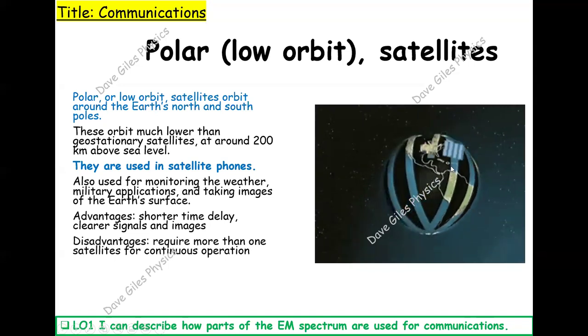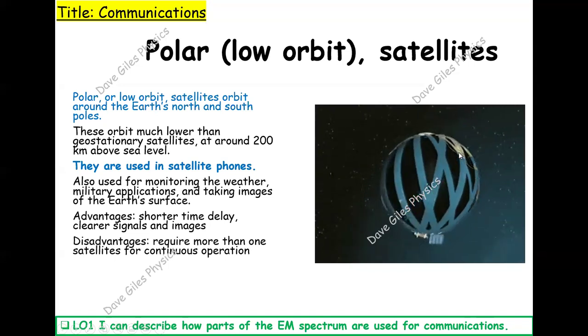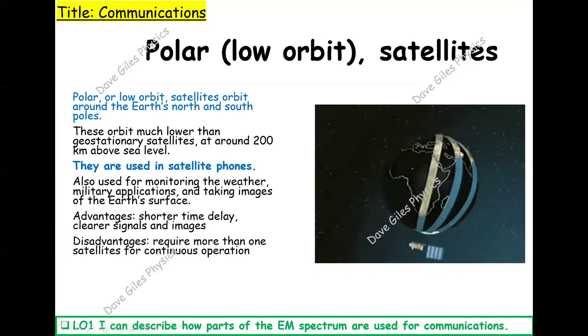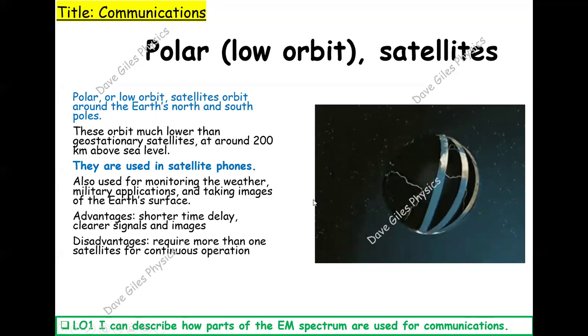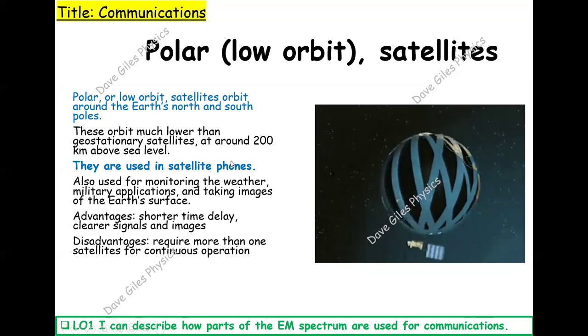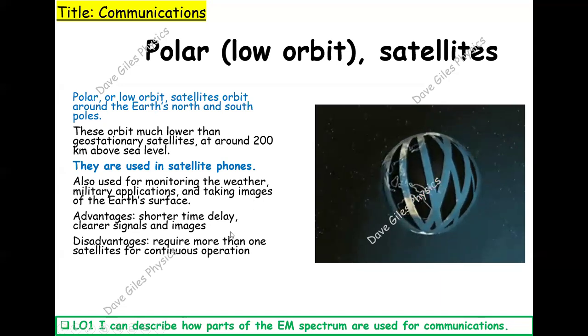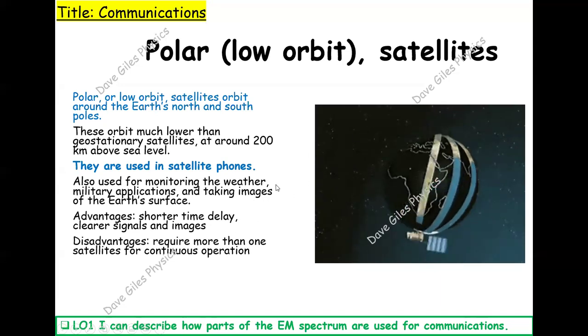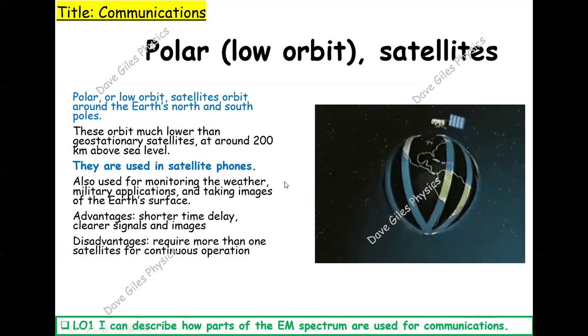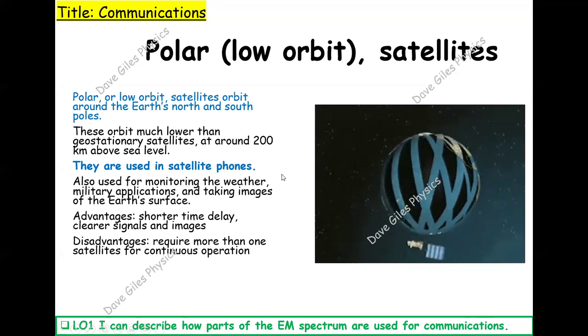Because, for example, if I'm somewhere here, I can only use this satellite when it's somewhere above me. Okay, so you need quite a few of these. Having said that, though, these several satellites will cover the entire Earth. Whereas if I've got the geostationary satellites, they will only cover the areas here above.